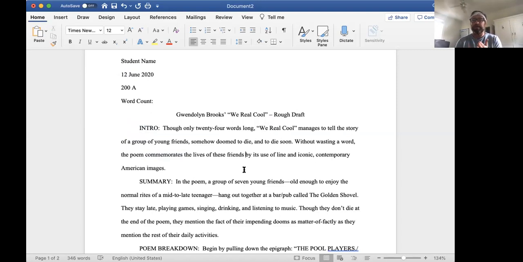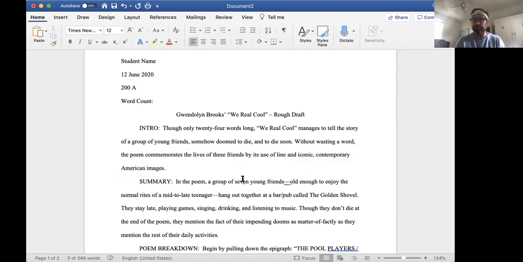Okay, so that's kind of a thesis statement, right? I'm making an argument that it's a commemoration, that it has to do with friendship. I'm going to look at line, and I'm going to look at not just image, but something I'm calling iconic contemporary American images. And I'm going to, in the paper now, try to prove that.